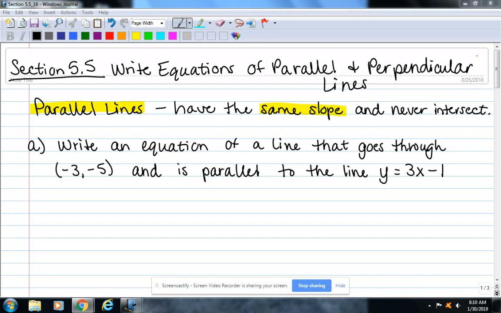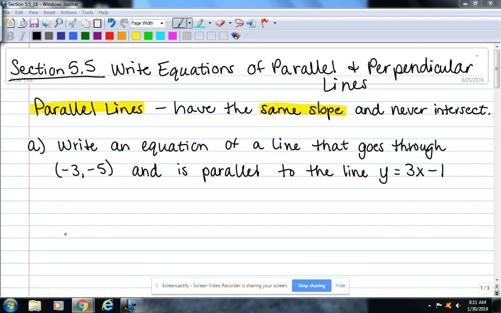So this one wants to write the equation of a line that goes through the point -3, -5, and it wants us to be parallel to this line. Now, these are two separate lines. There's one line that goes through this point, and then there's another line that has this equation. Okay? Y'all with me? So I want the equation of the line that goes through this point. All right? And I need the same two things as I needed yesterday. I need slope and y-intercept to write that equation.